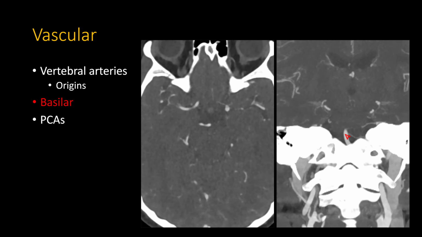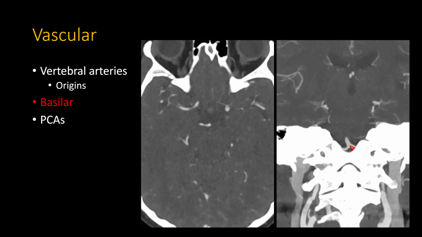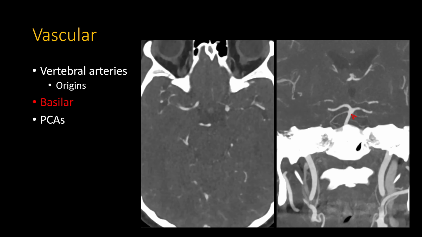Sometimes even coronal MIPs can be pretty good, although sometimes the bone will tend to eat into that. So here, the vertebral arteries coming together, here's the basilar showing up nicely on the coronal MIP. And then here's the end of it. These are the paired superior cerebellar arteries. That's the AICA on the left, and then these are the paired posterior cerebral arteries.